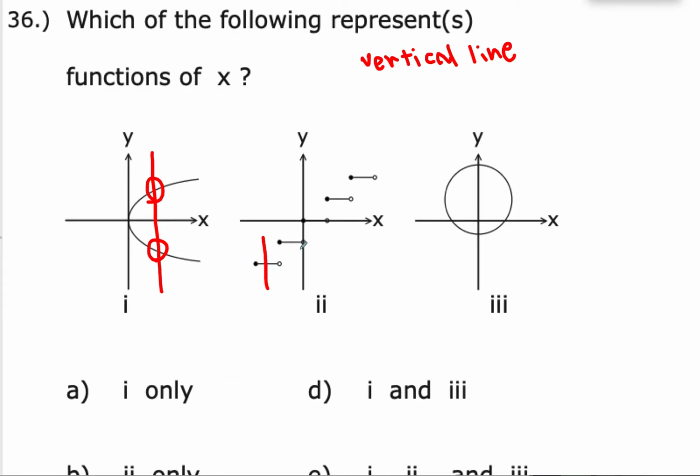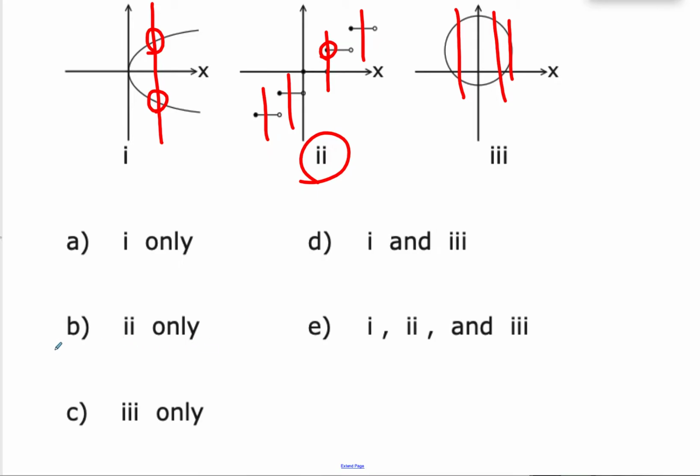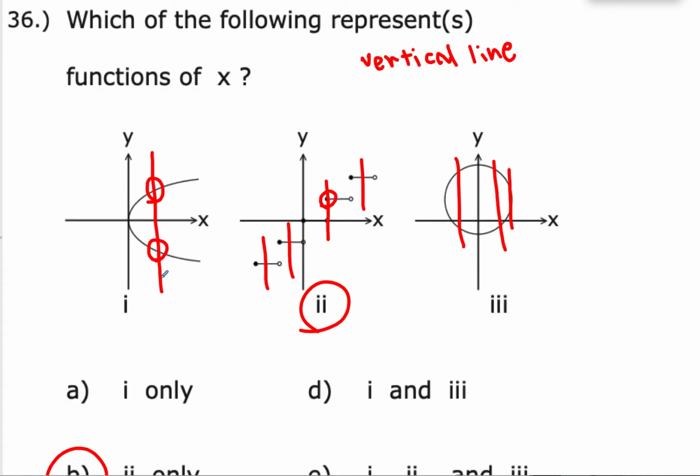Choice 2, wherever you cut, you only see 1 intersection. Even in this case, this is an open circle, this is a closed circle, so there's only one intersection. But in this case, you have 2 intersections here. So the only function in terms of x is choice 2. That means B would have been our answer.